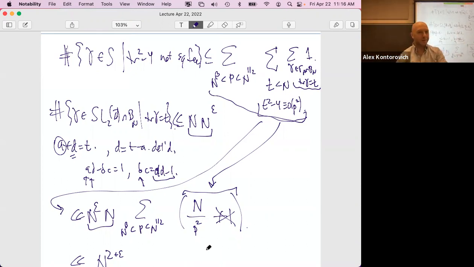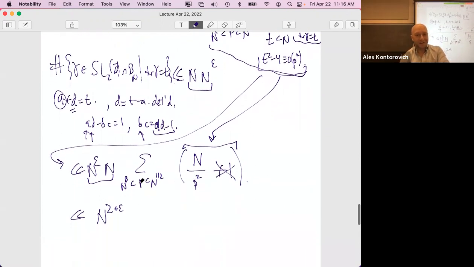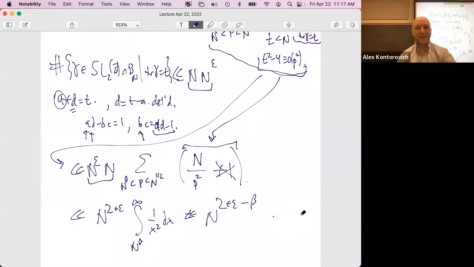Okay, and so this sum, now I can extend the sum out to infinity because the sum of 1 over n squared converges. So compare this to the integral from N to the beta to infinity of 1 over x squared dx. At infinity there's no problem. The tail converges, but it converges like 1 over N to the beta, so this is N to the 2 plus epsilon minus beta. That's how many things we have to subtract off.